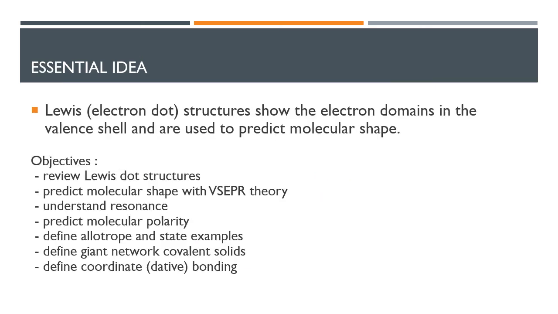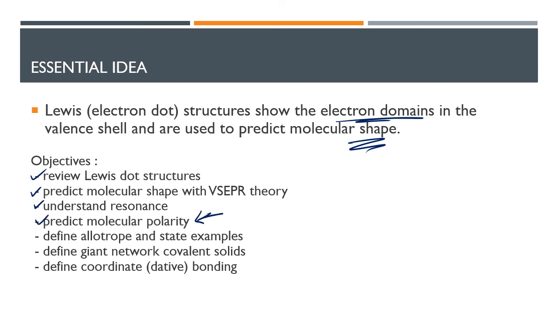And my friends, we did it! Our essential idea was that we could use those Lewis dot structures to show electron domain geometry and molecular domain geometry to figure out those VSEPR shapes. We looked at Lewis dots, we looked at VSEPR theory, we talked about resonance, those delocalized electrons that can go in more than one bond. We talked about molecular polarity.